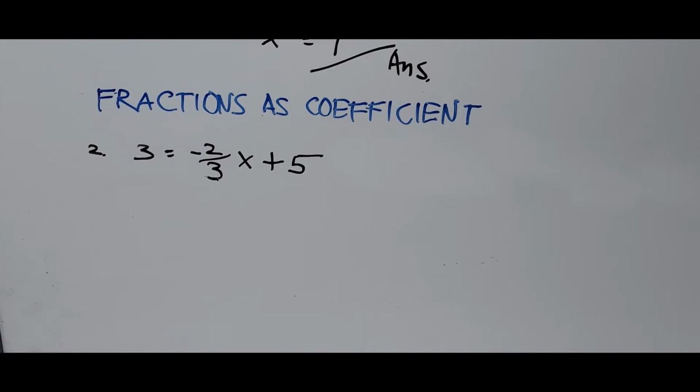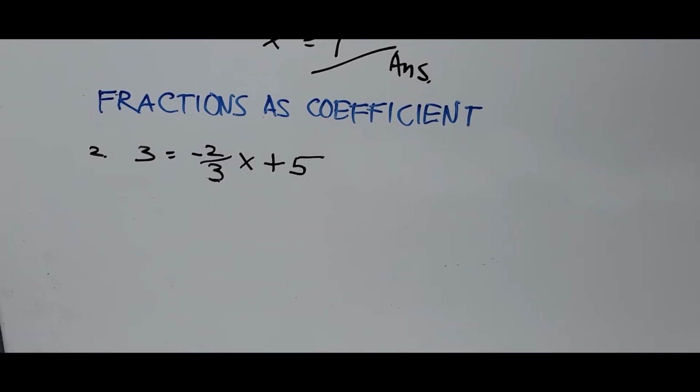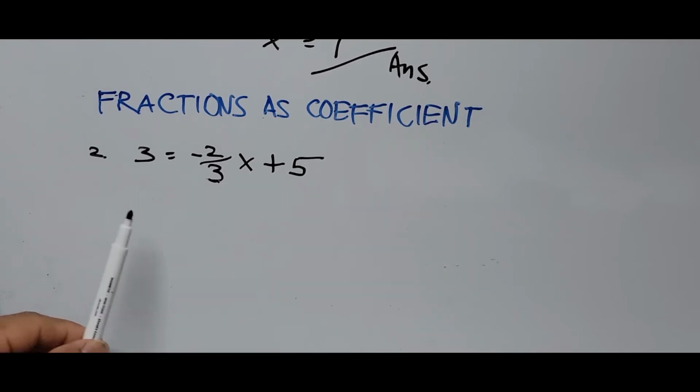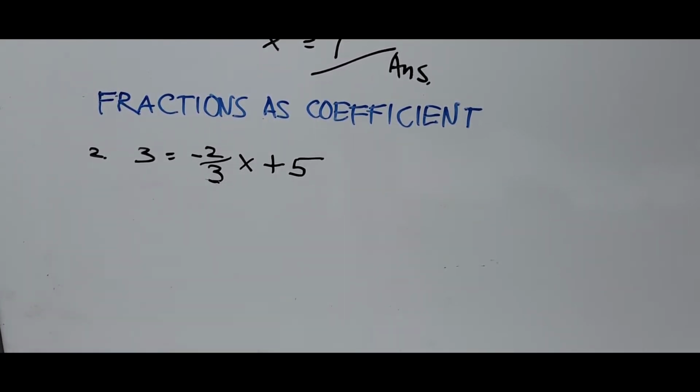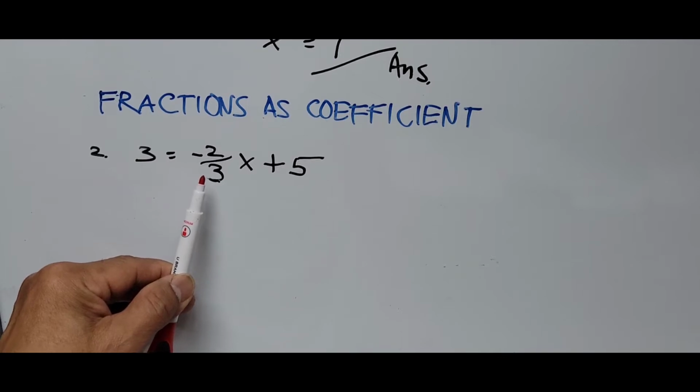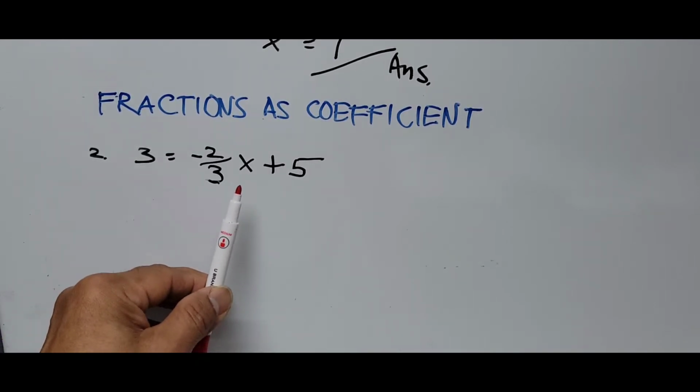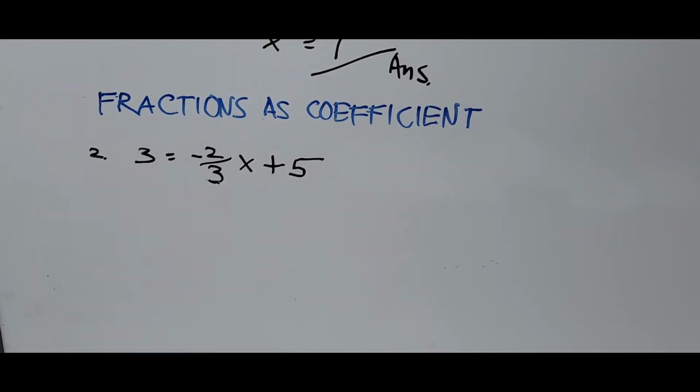Now we're on the second example involving fractions as coefficients. We have this equation: 3 is equal to negative 2/3 x plus 5. If you notice, we have a negative fractional coefficient, and the variable is on the right side. We have a constant on the left and a constant on the right.